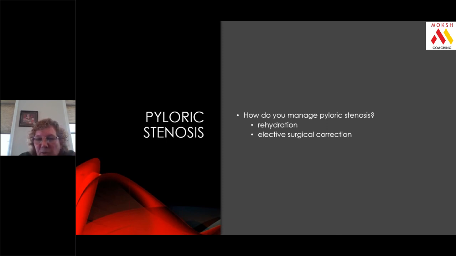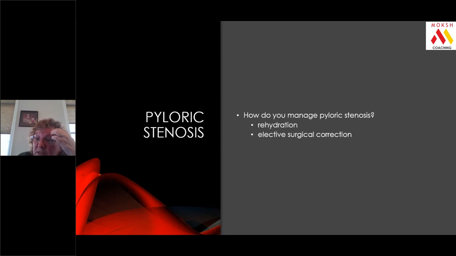If the kids' electrolytes are abnormal, we actually admit them and hydrate them overnight. If the kids' electrolytes are normal, some people will send them home and have them come back for an elective surgery. The surgery is completely correctable. Usually the kids eat within 5 or 6 hours and they usually go home within 24 hours.